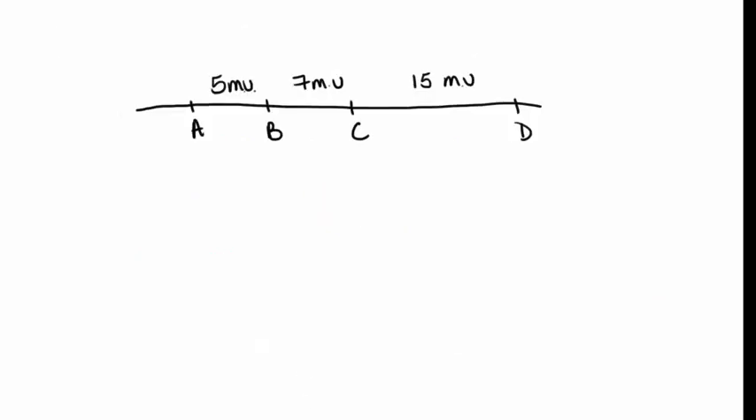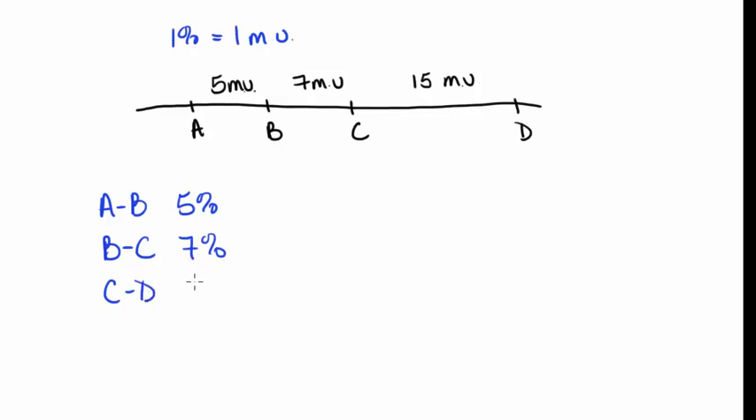If we look at this picture, this is a chromosome map, and it is showing us the relative distance between these 4 different genes that we have listed here. Between A and B, if we were to do a cross and analyze the recombination frequency, we would expect to get 5%. Again, remember that 1% is equal to 1 map unit. We could also look at the distance between B and C, and since we get 7 map units, we would expect the recombination frequency to be 7%. And between C and D, the recombination frequency should be 15%.